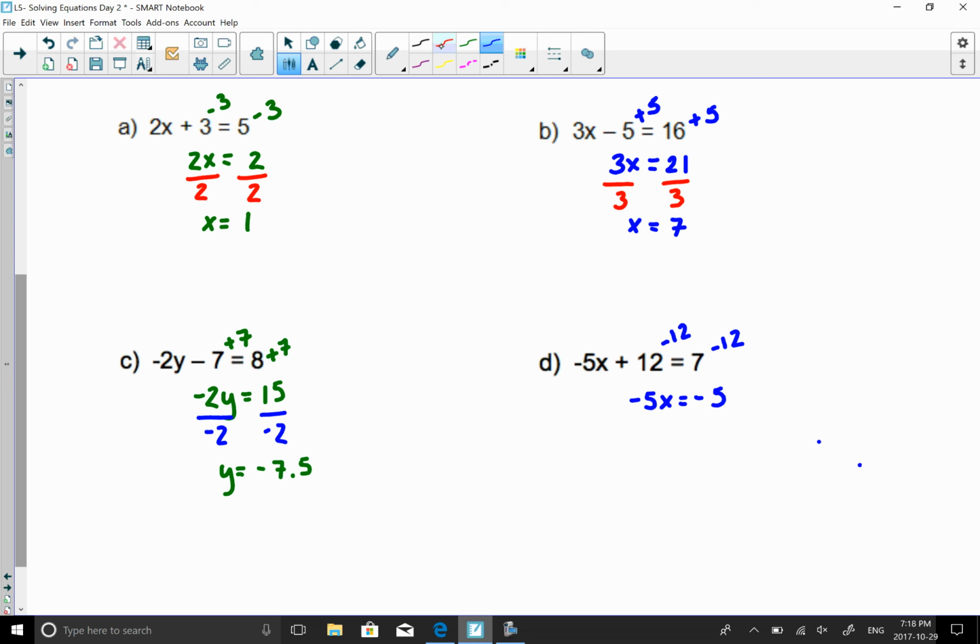And last step, I don't want to know what negative 5x is. I want to know what 1x on its own is. So I'll divide both sides by negative 5. Negative 5 divided by negative 5 just leaves me with x. And negative 5 divided by negative 5 again is 1. So again, if I check this, if I plug 1 here, negative 5 times 1 is negative 5 plus 12, that gives me 7.